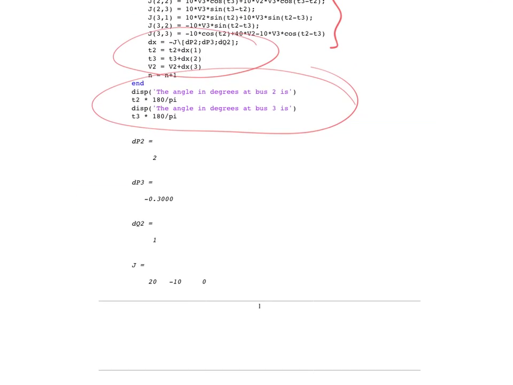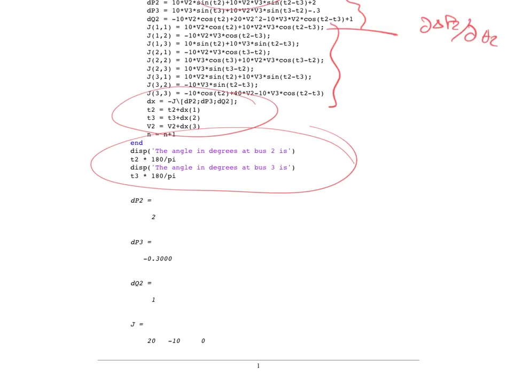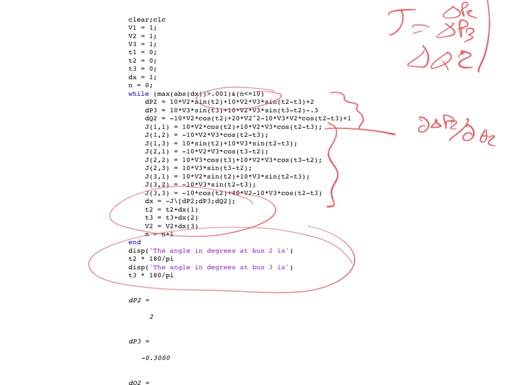So here's processing. You can take a look and see the results of your initial guesses, and you can see with my initial guesses, just all 1 at an angle of 0.